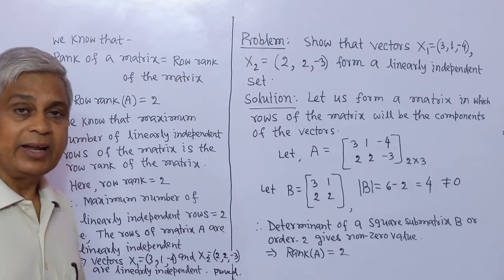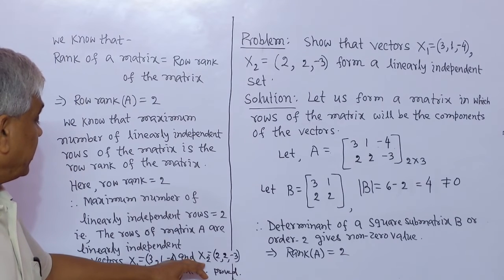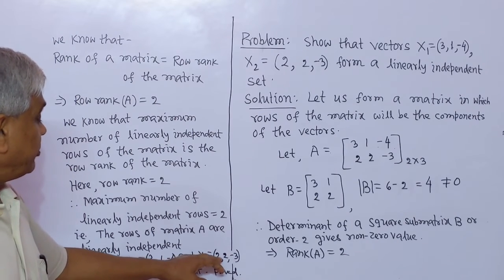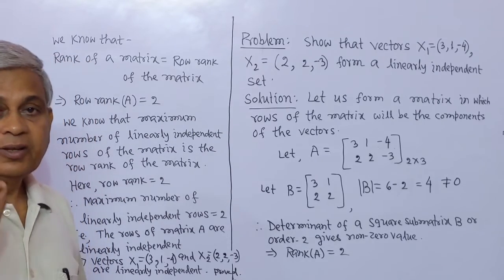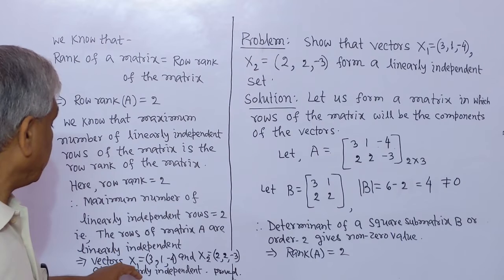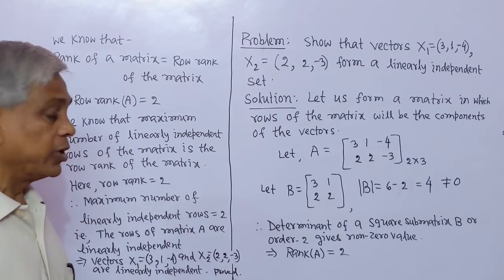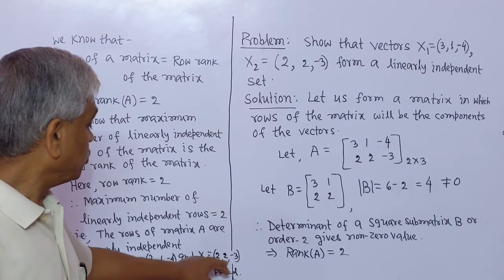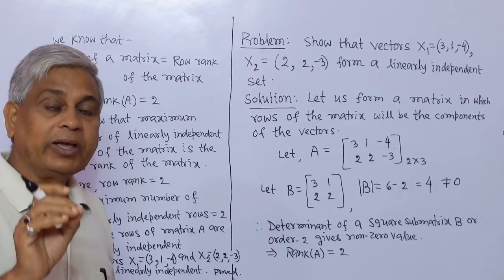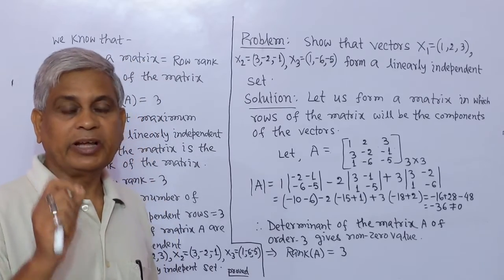This implies that the vector x1 containing components 3, 1, -4 and vector x2 containing components 2, 2, -3 are linearly independent. Therefore, vectors x1 containing components 3, 1, -4 and the other vector x2 containing components 2, 2, -3 form a linearly independent set. Now we solve the next problem.